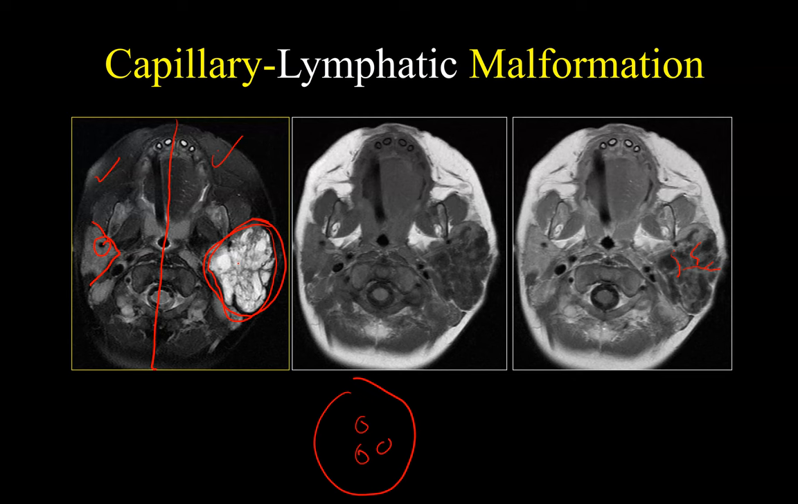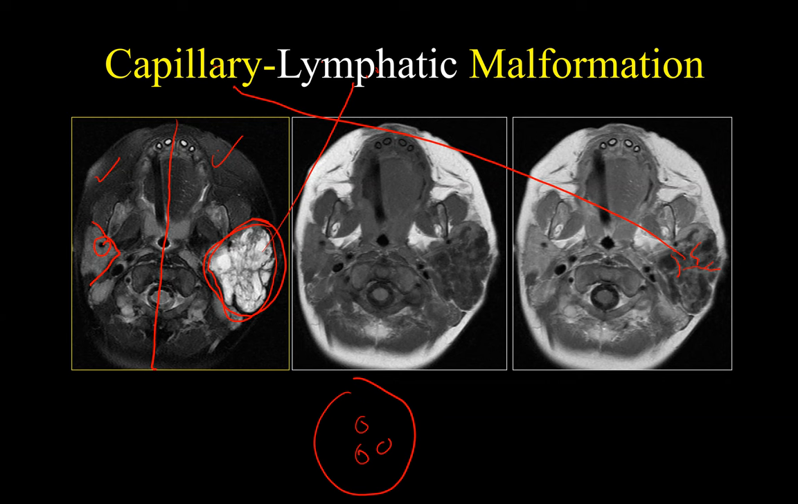So when I think about it and I kind of dissect it and I know exactly what the components individually are, these linear areas of enhancement go with capillary. The high T2 signal here goes with lymphatic. I don't see big flow voids in it, so I know it's low flow, and I can make the diagnosis of a capillary lymphatic or a lymphocapillary malformation.